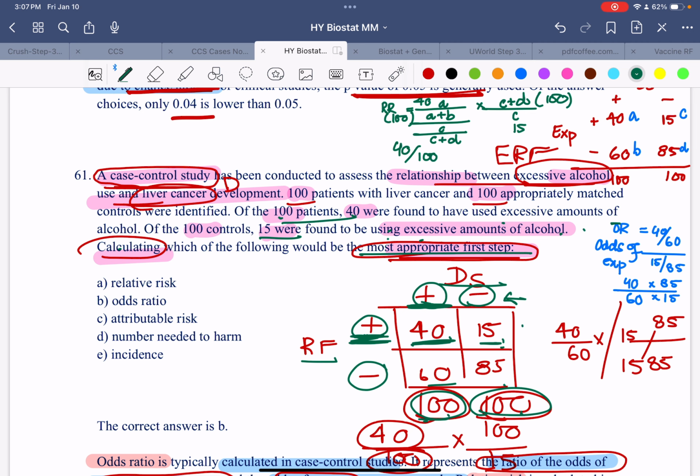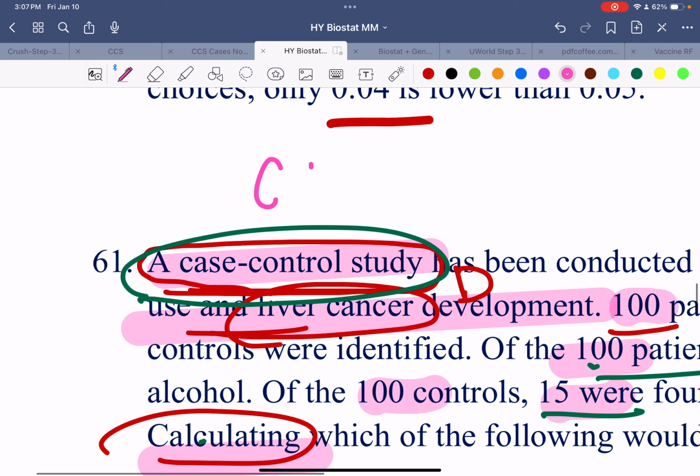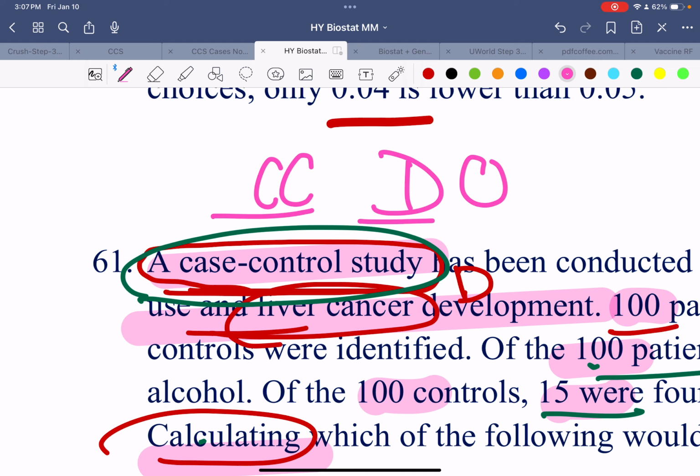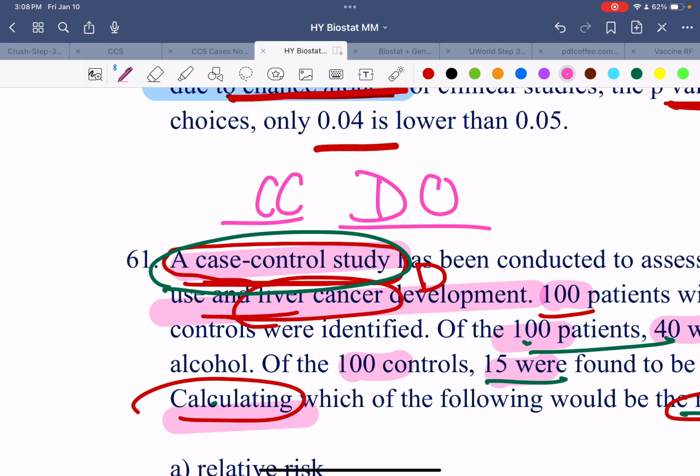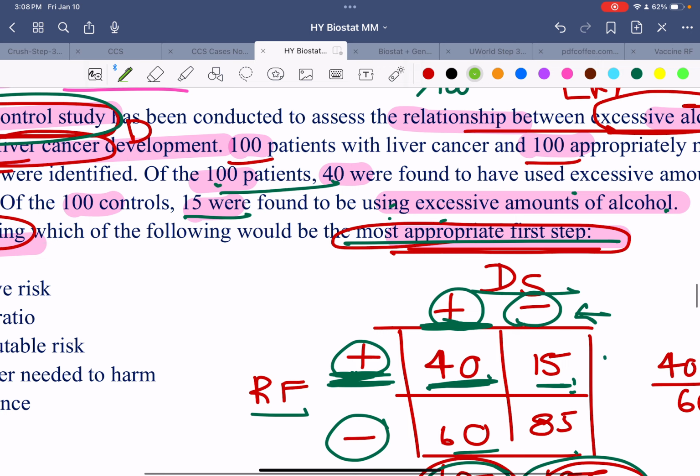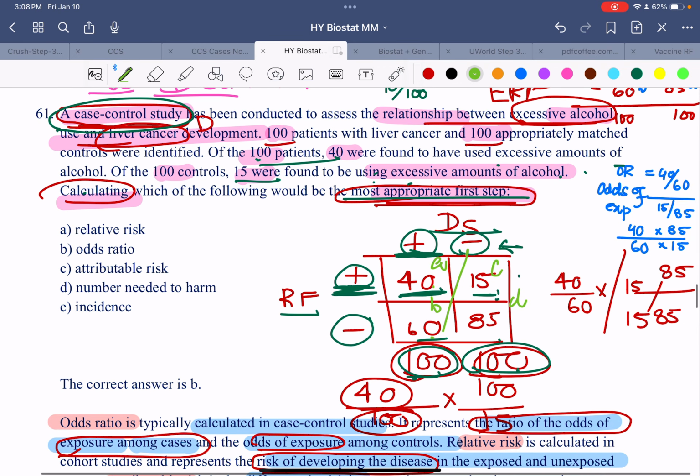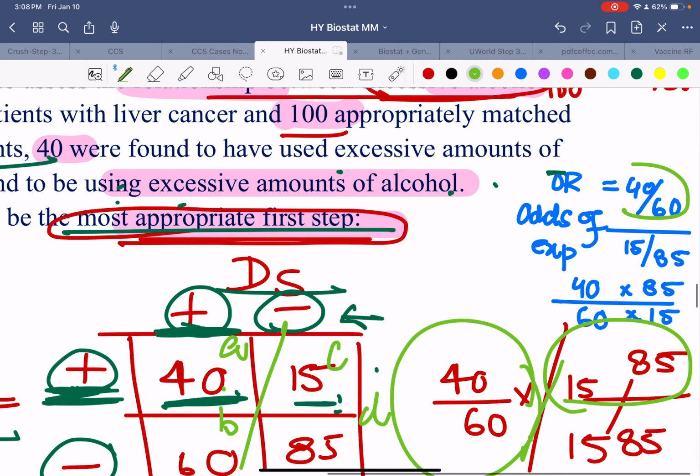And which is the appropriate first step? You know that this is a case control study, and from the mnemonic for case control study, you know that CCDO, right? Case control, odds ratio. Therefore, in this situation we have to calculate the odds ratio, and the odds ratio is calculated by taking the odds values. Which are the odds values? We take A divided by B, and then we divide it by C divided by D. So the odds ratio can here be calculated as 40 upon 60 divided by 15 upon 85. Rearranging it, we have 40 divided by 60 and 85 divided by 15.